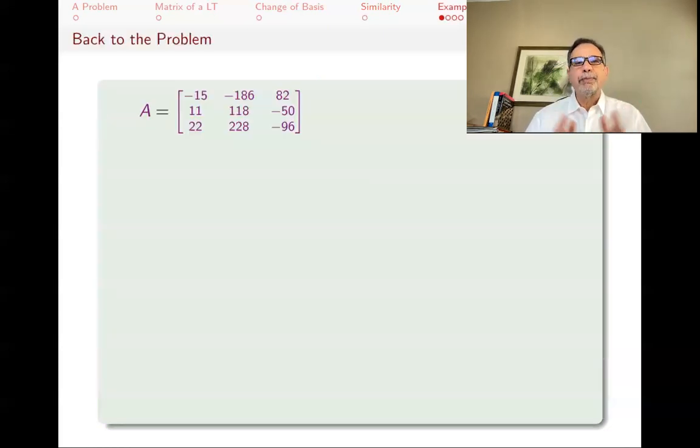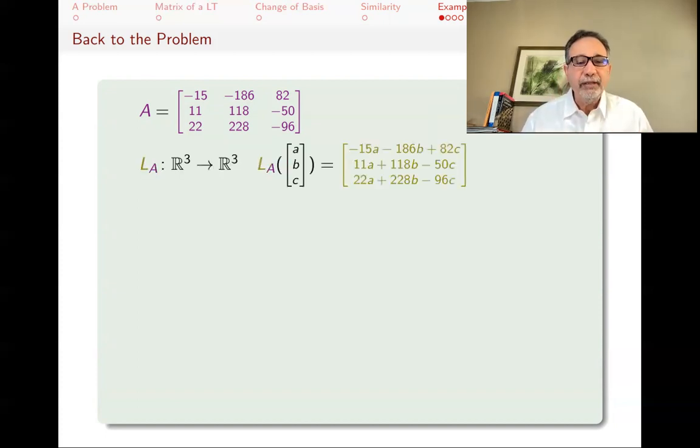Okay, so now let's go back to the original problem and see what that had to do with finding A to the 100. Well, here's the matrix A, and the first thing I'm going to say is that there's a linear transformation associated with that, and we talked about this before, that goes from R3 to R3. L_A of (a, b, c) is the same as A times (a, b, c), and if you multiply this matrix A with the column vector (a, b, c), you get this. So this is what the linear transformation is.